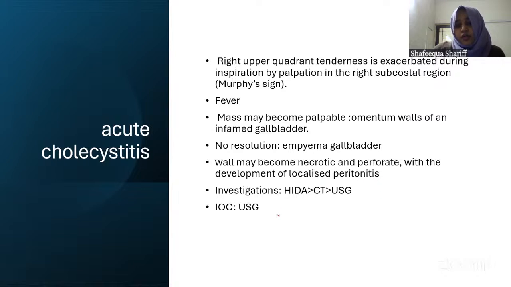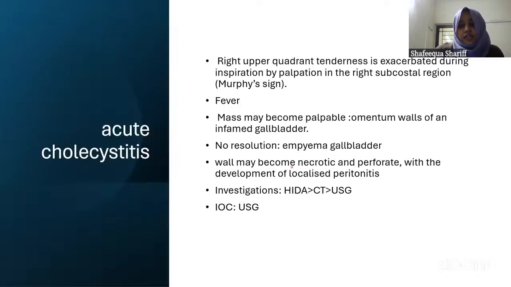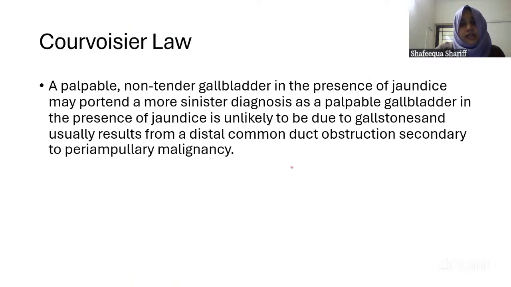peritonitis. The investigations that are more sensitive are the HIDA scan, followed by CT, followed by ultrasound. Investigation of choice in acute cholecystitis is ultrasound. Why? Because the HIDA scan only shows a physiological pathway. It doesn't really show all anatomical defects.